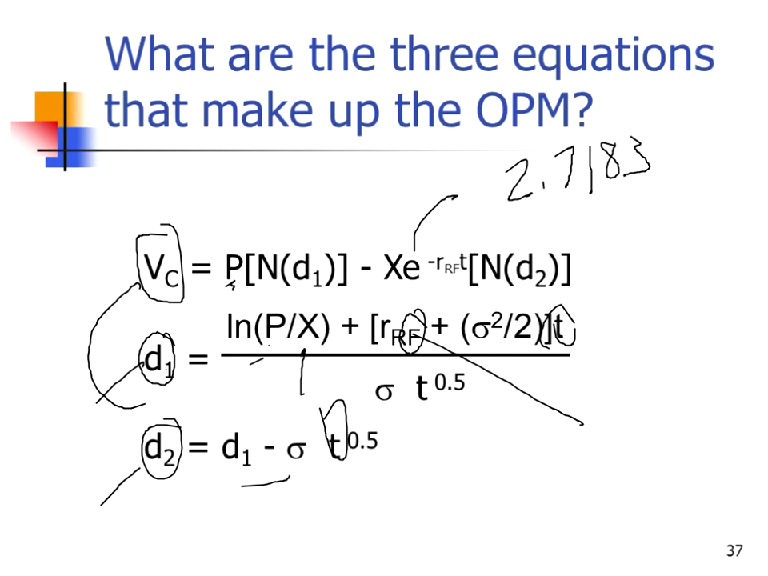ln(P/X) is the natural logarithm of P divided by X. P is the current price of the underlying stock, and X is the strike price. And then sigma is the standard deviation of the rate of return of the stock. Okay, so a lot of variables there, and they are listed on page 320 of your textbook in case you'd like to follow them again.